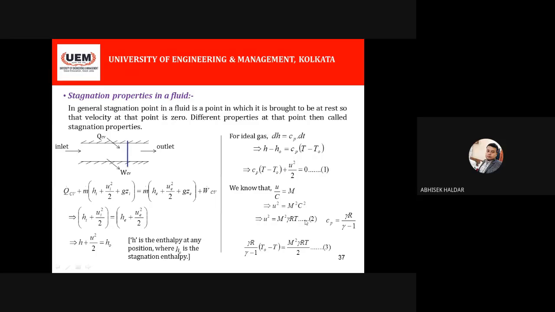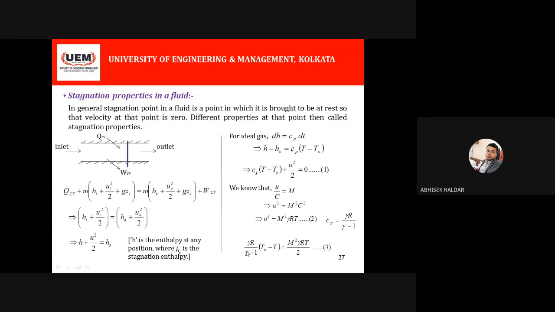So this equation number 3 is not valid for any process, but equation number 1 is valid for any process. Am I correct? Yes, equation number 1 is valid for any process. I have not specified the process, but in equation number 3, what is the process? It is the isentropic flow. That is the difference between equation number 1 and 3. Okay, so that point should be clear to you.